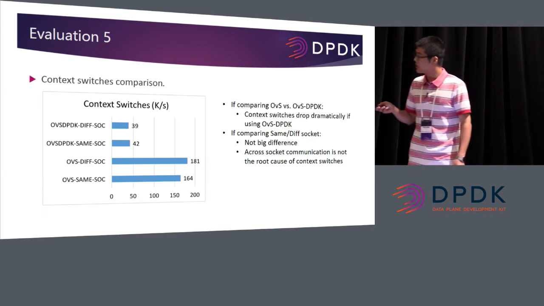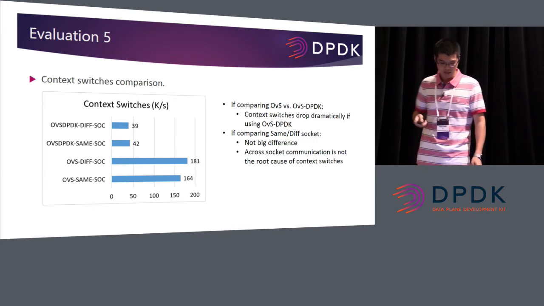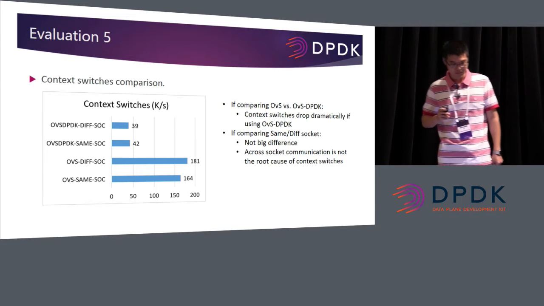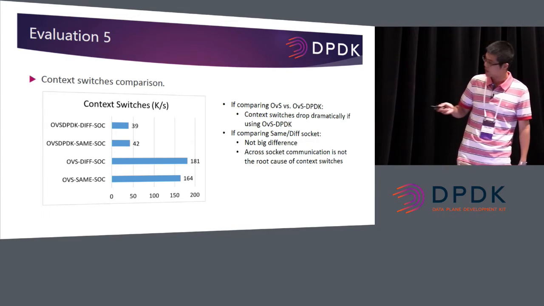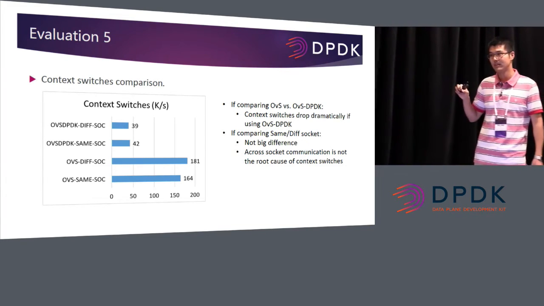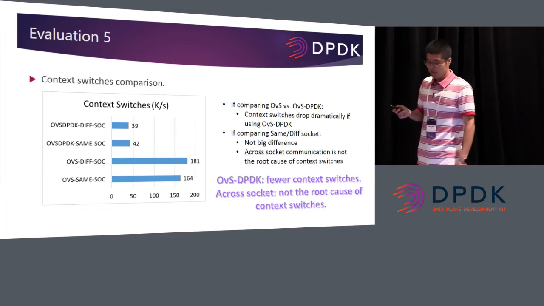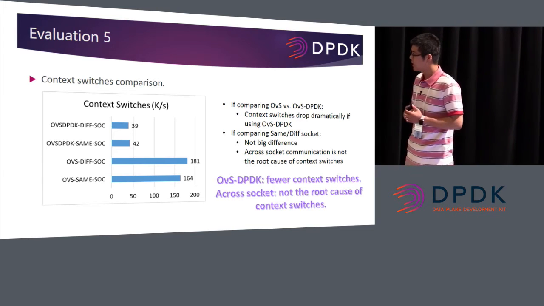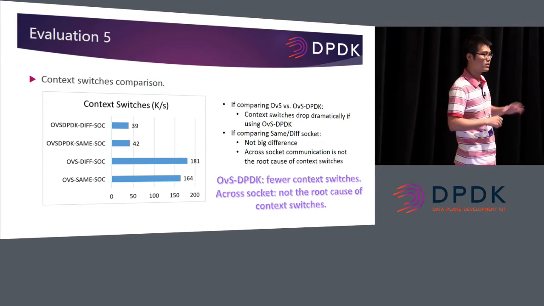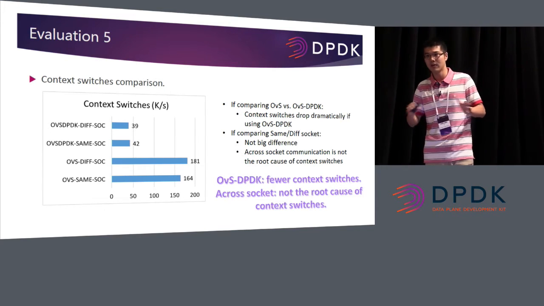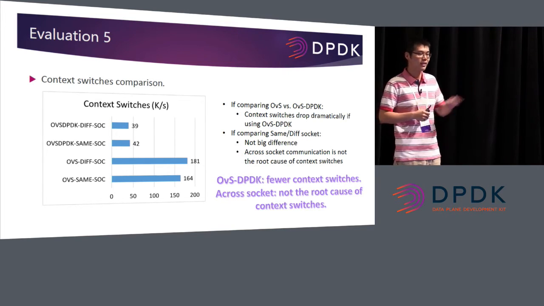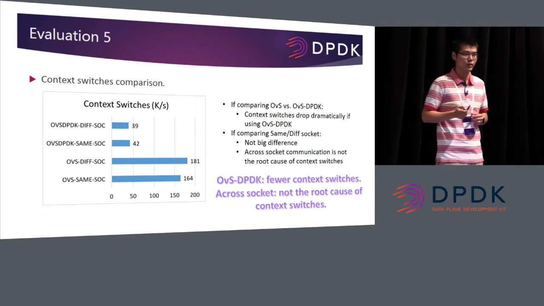And if we look at same socket or different socket cases, if we compare the first bar and the second bar, then we can see the difference is minimal. Okay? So the information from this slide is that for OVS DPDK users, we will have fewer context switches because of the design, the poll mode driver or the data plane design of DPDK. And a cross-socket design, in this case, is not the root cause of context switches.